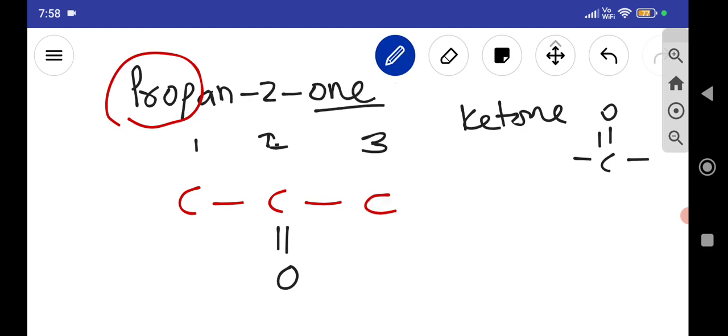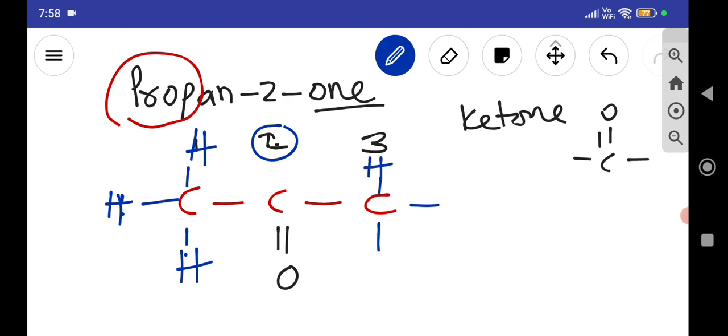The last step, complete the hydrogens, expanded structure. You have written 3 hydrogens to this, and here already 4 bonds are done for the second carbon, and the last third one write 3 hydrogens. So with this you have completed this structure.